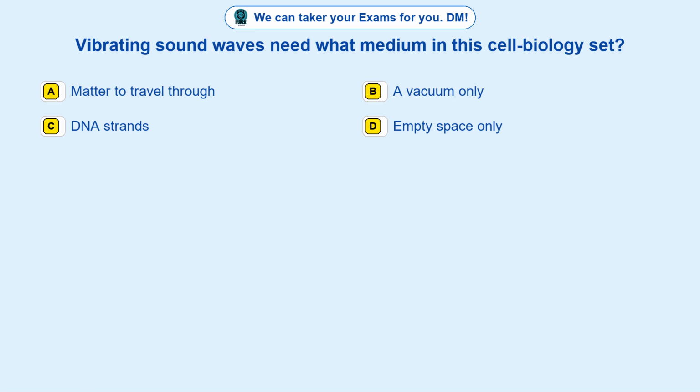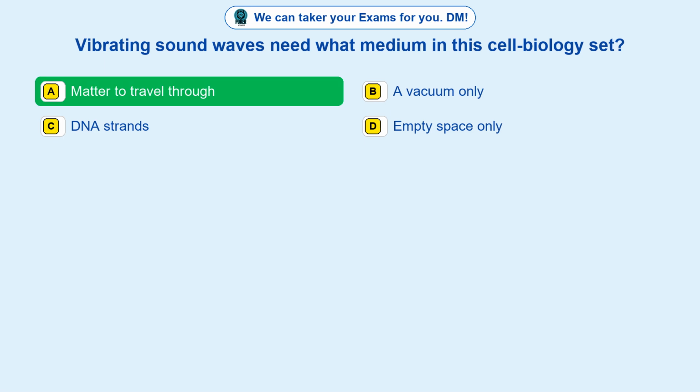Question 65. Vibrating sound waves need what medium in this cell biology set? Option A, matter to travel through. Option B, a vacuum only. Option C, DNA strands. Option D, empty space only. The correct answer is option A.